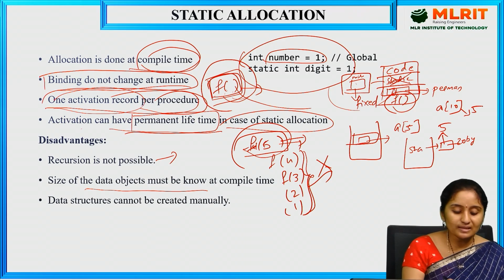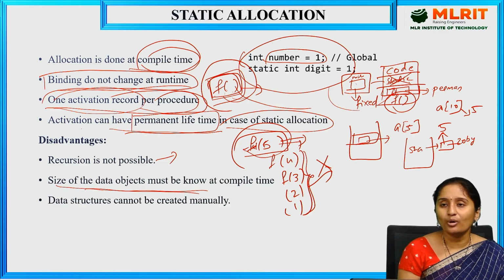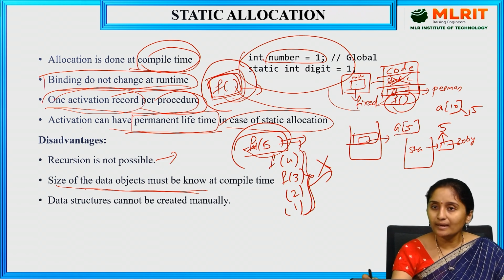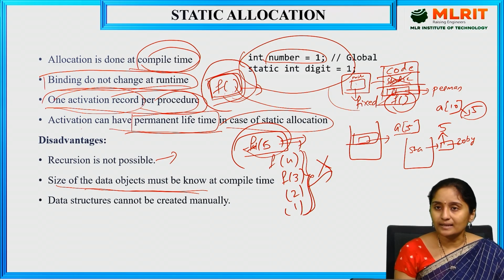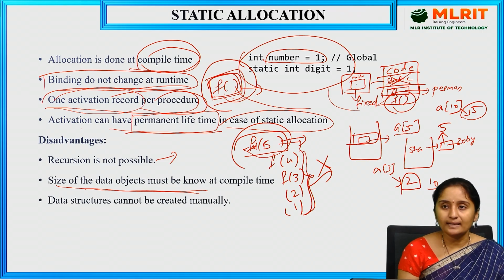So that is one of the disadvantages: the size of the object should be known beforehand. If I give a of 5 and I take a of 10, I am lacking space for 5 variables in this static memory. If, suppose, a of 5 is declared and I use only a of 3, the remaining 2 variables, that is 10 bytes of memory, are wasted. So these are the disadvantages of static allocation.